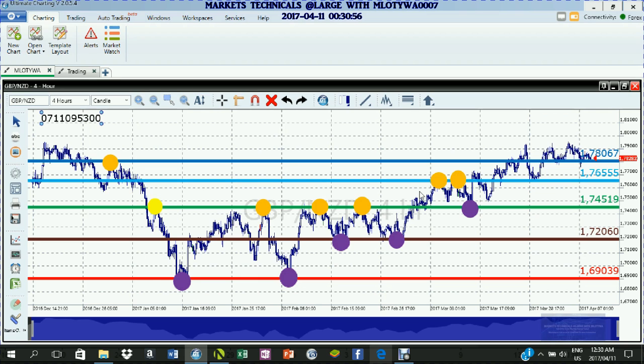Okay, and moving on, you can see on this part was the resistance. You can see the yellow two circles. Now it is a support. You can see it became a support at this point and a support at this point. Okay, let me denote that.